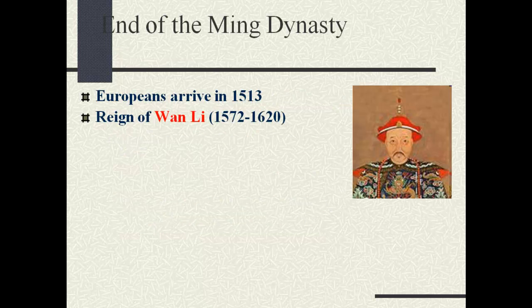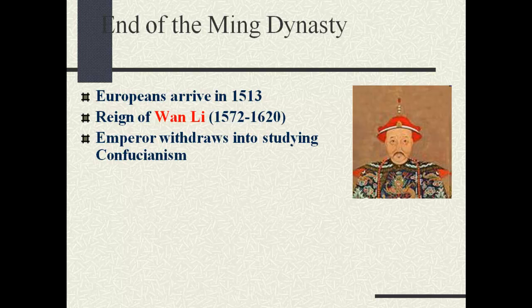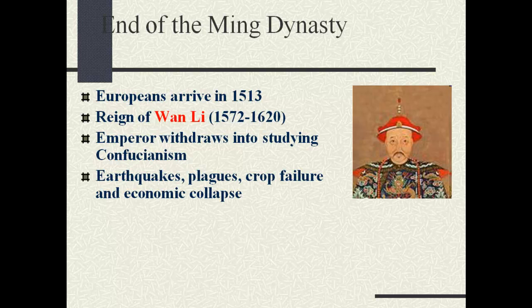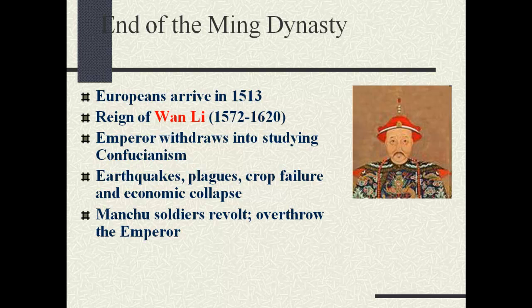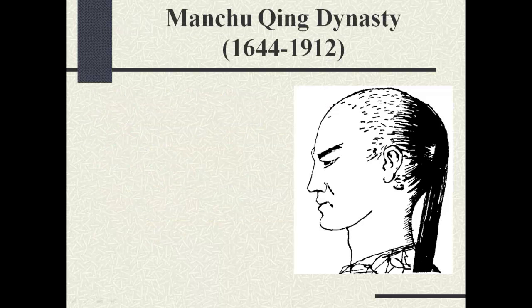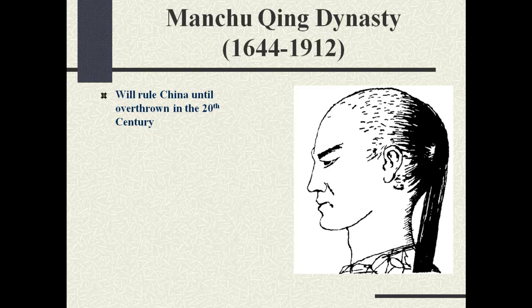Europeans arrived in 1513. You have the reign of Wan Li from 1572 to 1620. The emperor withdraws into studying Confucianism. He has earthquakes, plagues, crop failure, and economic collapse that occurred during his reign. Manchu soldiers revolted and overthrew the emperor. Now, if you recall, when those things happen, that means the mandate of heaven has passed from him to another ruler. Okay, so now you have the Manchu Qing dynasty from 1644 to 1912.